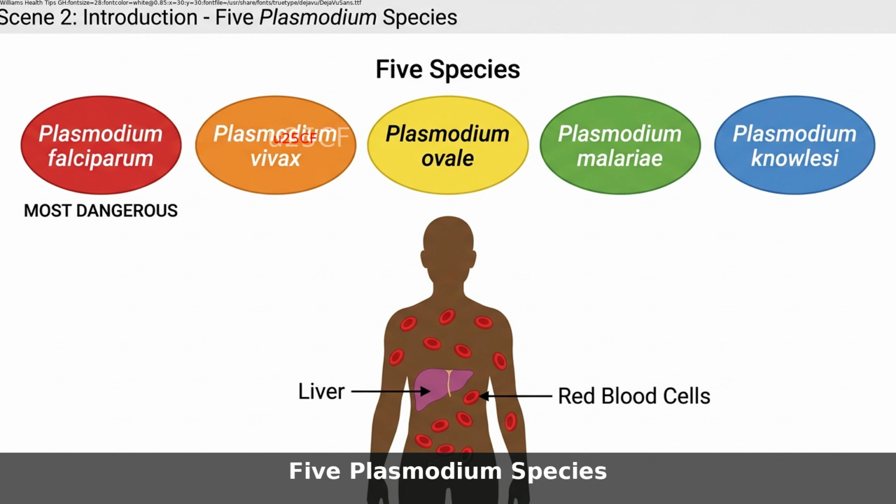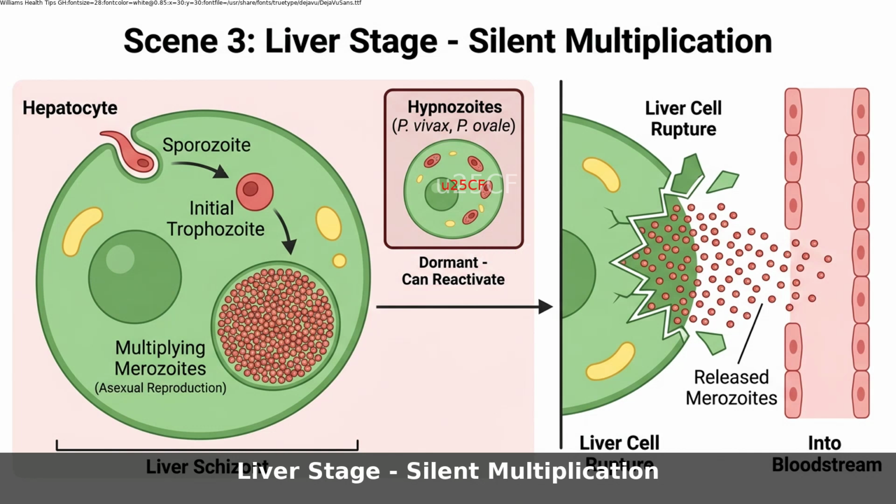Let's begin. Malaria is a parasitic disease caused by Plasmodium parasites and transmitted through the bite of an infected female Anopheles mosquito. 5 species commonly infect humans: Plasmodium falciparum, the most dangerous, Plasmodium vivax, Plasmodium ovale, Plasmodium malariae, and Plasmodium knowlesi.